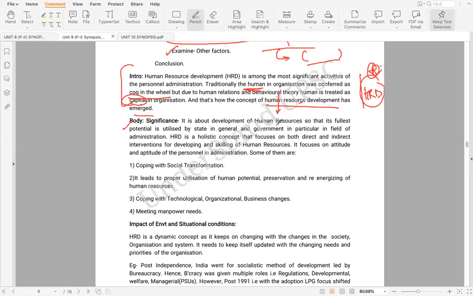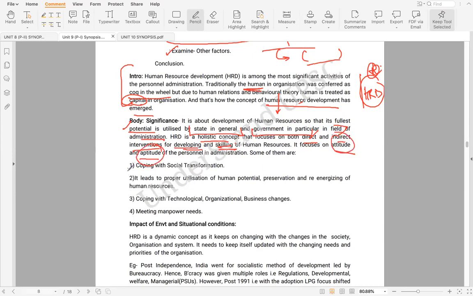What is the significance is about development of human resources so that its fullest potential is utilized by the state in general and government in particular. In the field of administration, HRD is a holistic concept that focuses on both direct and indirect interventions for developing and scaling of human resources. It focuses on attitude and aptitude for the personnel in administration.